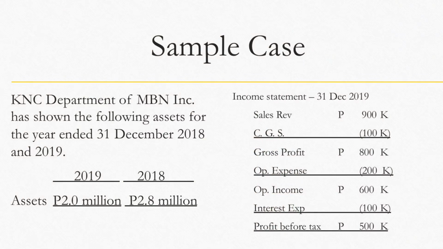KNC Department of MBN Incorporated has shown the following assets for the year ended 31 December 2018 and 2019. That is, in 2019, 2 million. In 2018, that's 2.8 million. Income statement for the period ended 31 December 2019 is also given. Now, let us calculate the ROI.